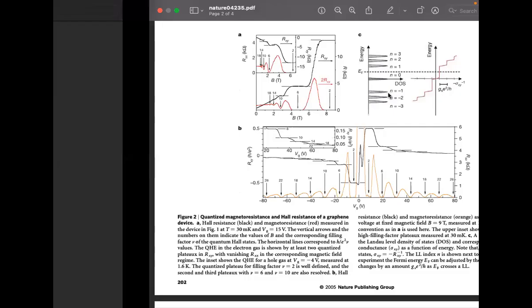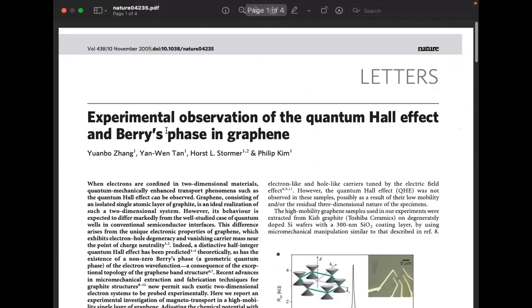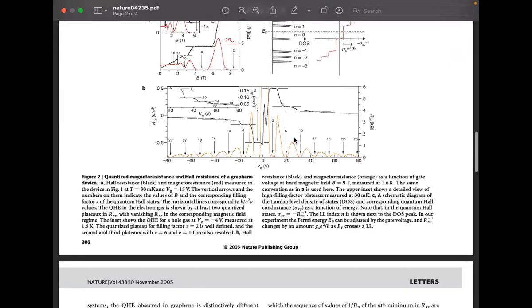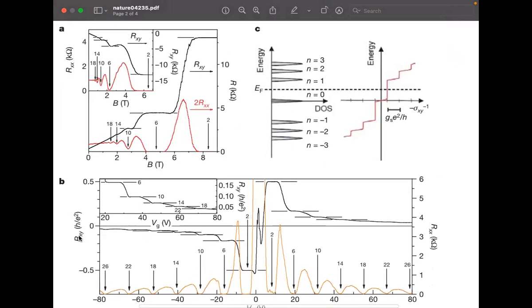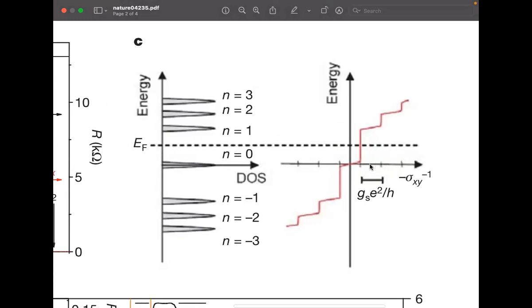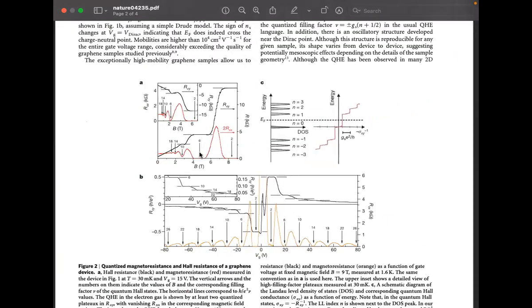Then this one is from Philip Kim's group. It was also in Nature. They plotted in a somewhat different way, using the resistance, but you can still see the step occurs at zero. And these are the Landau levels. If you're interested, you can read these two papers.